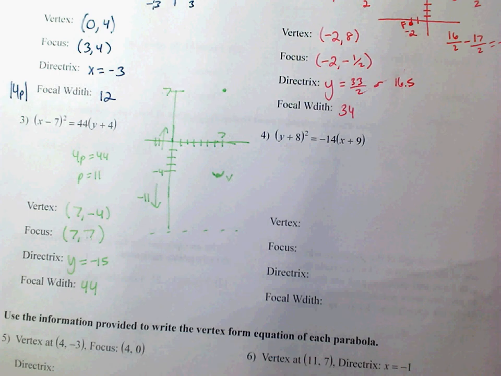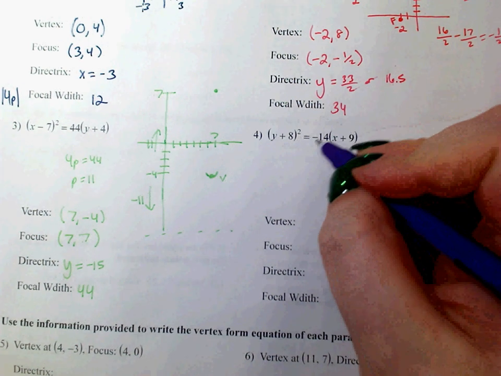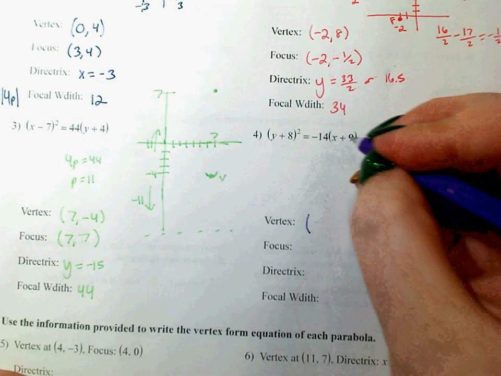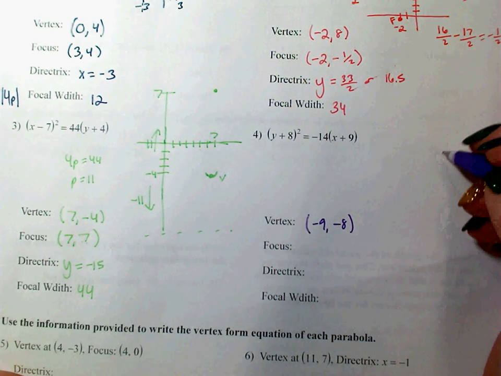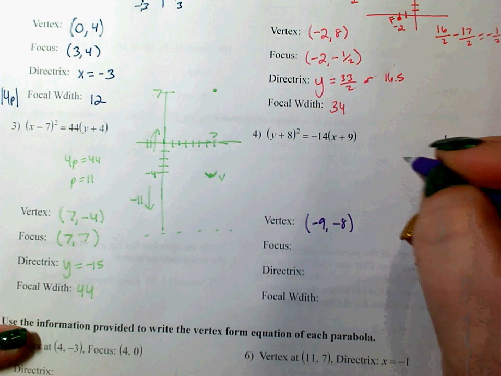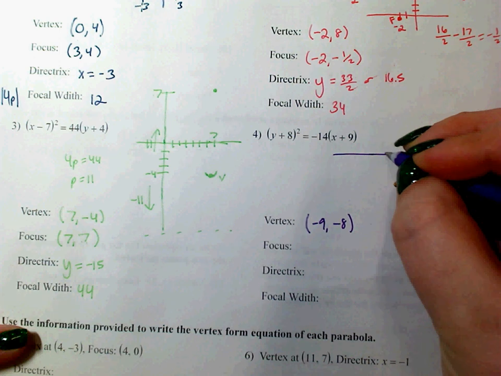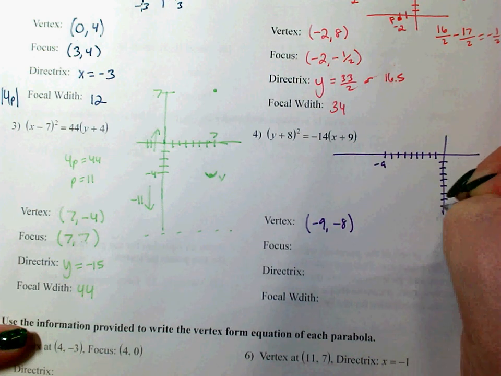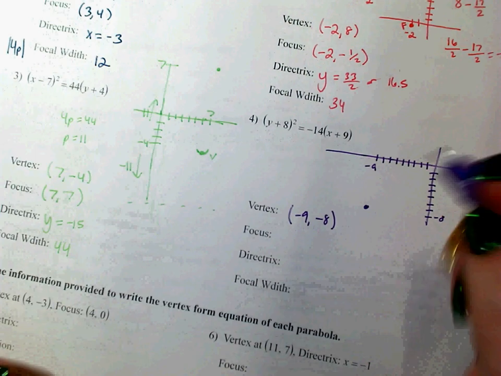We've got y plus 8 quantity squared, which means a left-right situation, and because it's a negative right here, that means go left. So my vertex is x first, negative 9, then y, negative 8. So left 9, down 8, and we're opening left. Interesting. 2, 3, 4, 5, 6, 7, 8, 9. 2, 3, 4, 5, 6, 7, 8. And we're opening to the left.